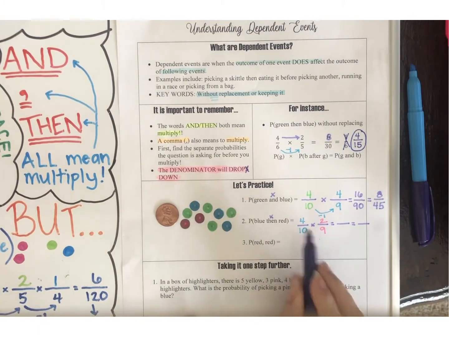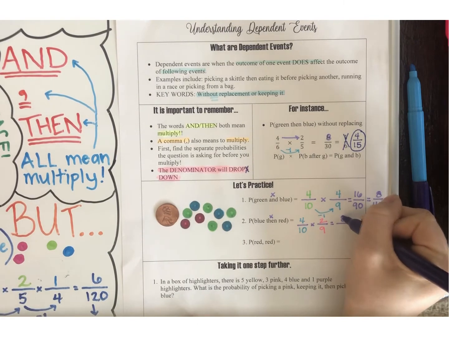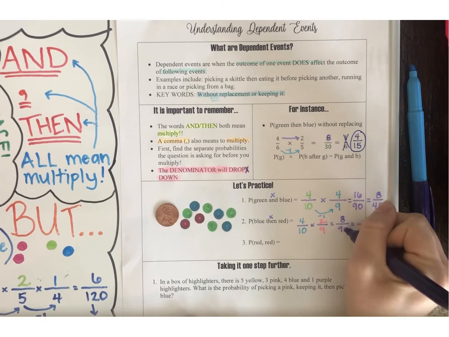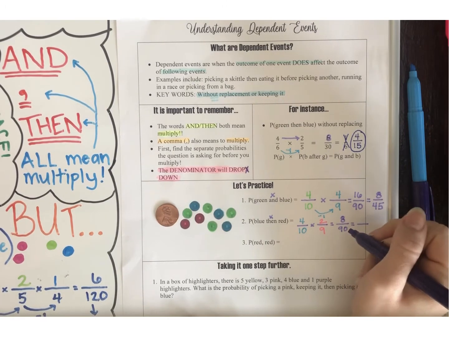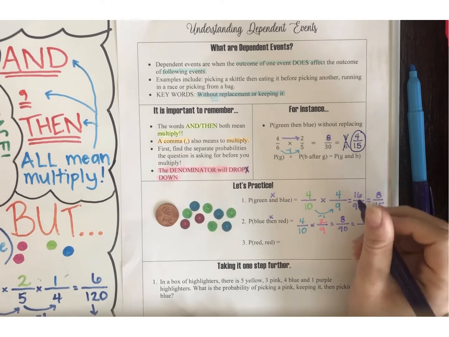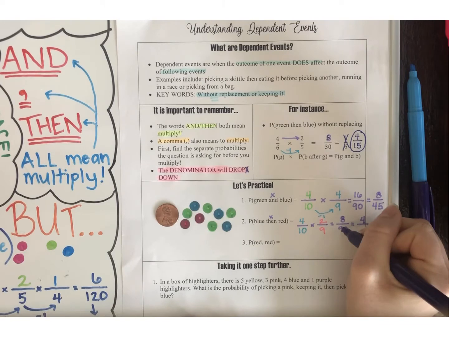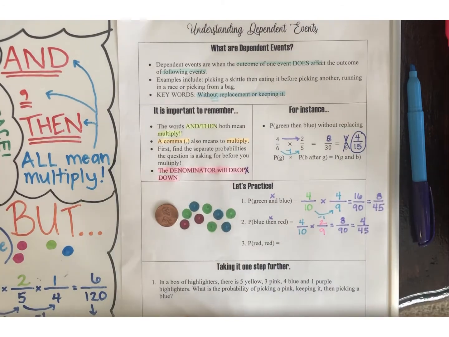Then we would do 4 times 2, which is 8, 10 times 9, which is 90. Again, both of these numbers are divisible by 2, and I can simplify. 8 divided by 2 gives me 4. 90 divided by 2 gives me 45. So there is my simplified answer.